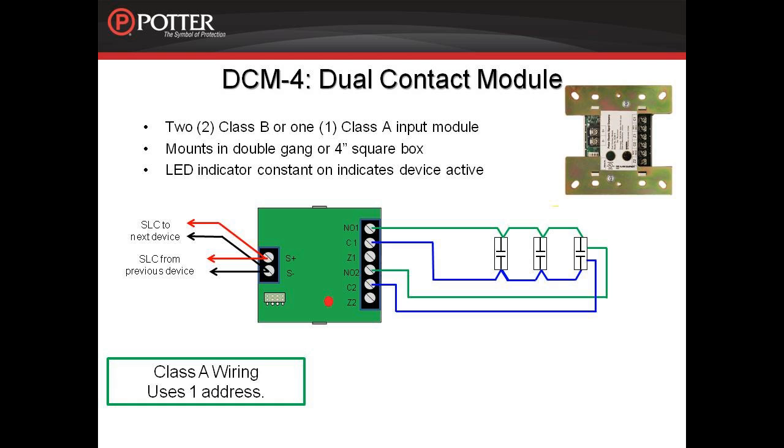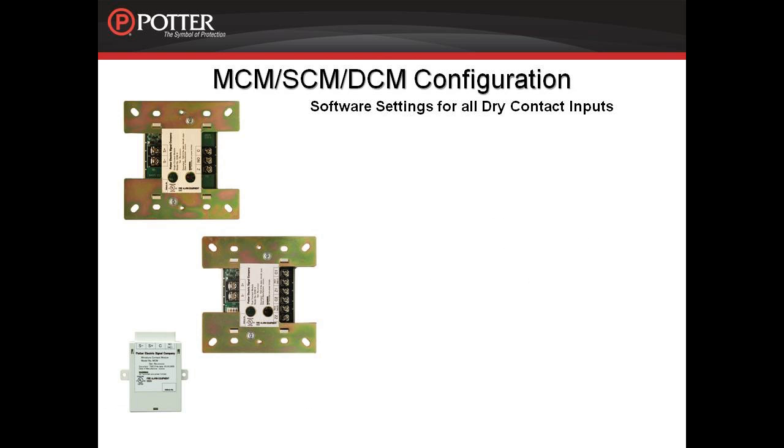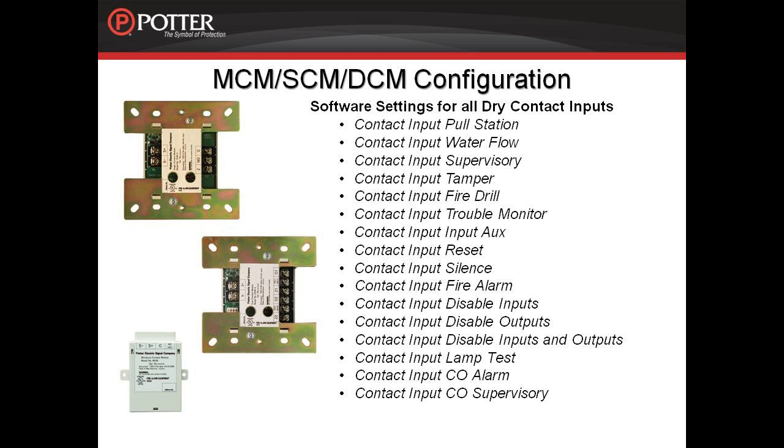Again, remember to set the address for the DCM4 before connecting it to the SLC. The default setting for the MCM, SCM, and DCM is Contact Input Pull Station. When configuring the device in the software, you determine what the device will be monitoring as a dry contact input. Anything from the list as seen here can be chosen in the programming software.